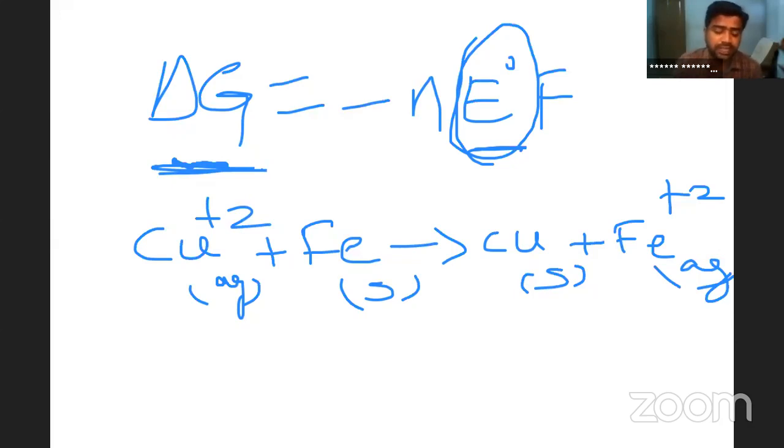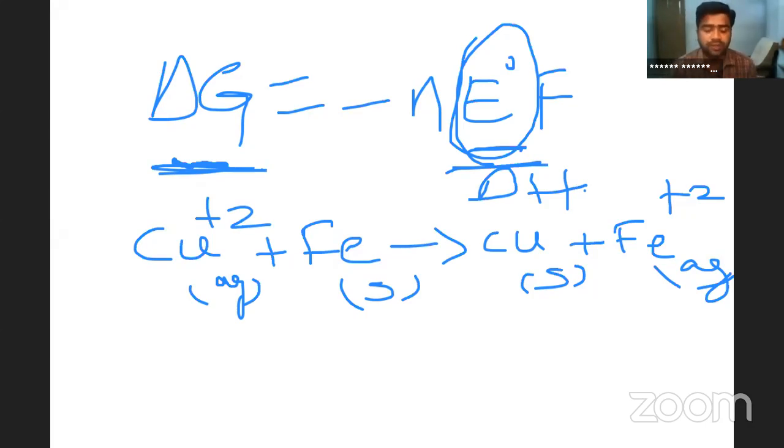But what changes is how the Gibbs free energy changes in terms of the thermodynamic principle, where delta H is mainly important. Here we were writing delta H, and this delta H is important. Similarly, here the electrode potential is the main important thing.